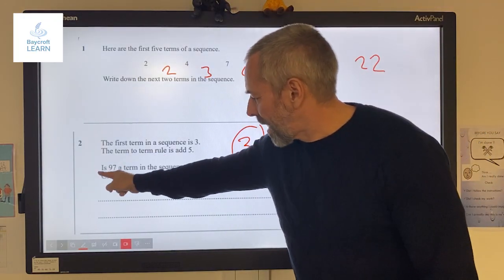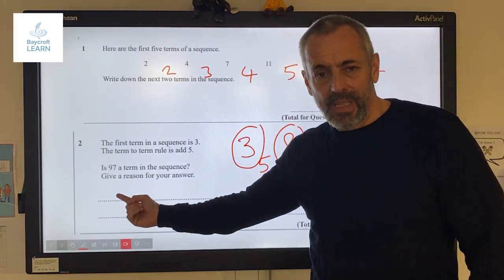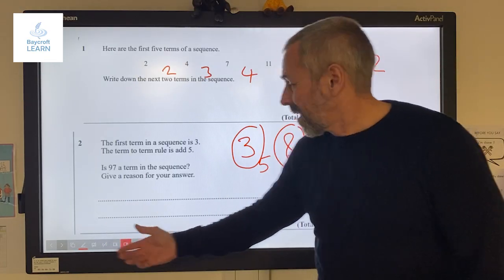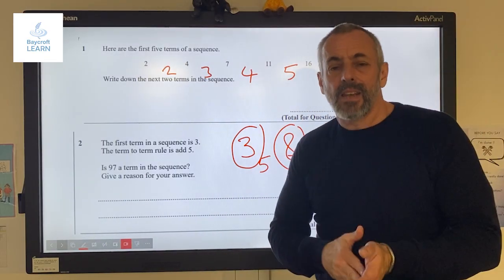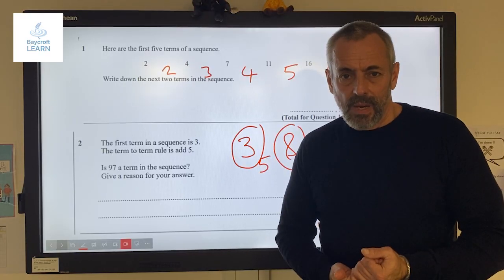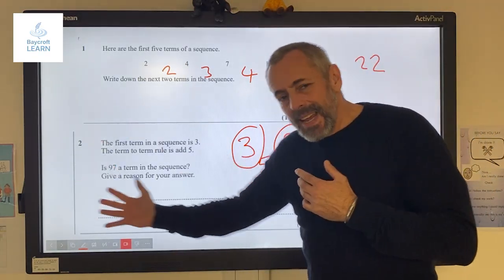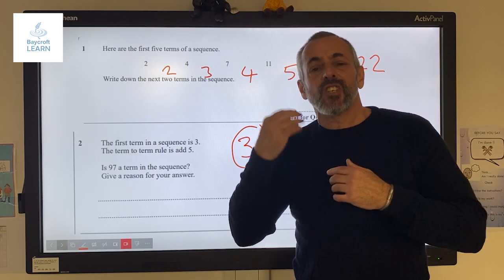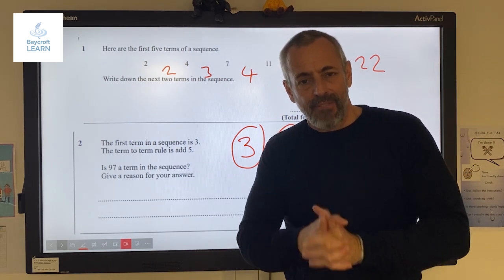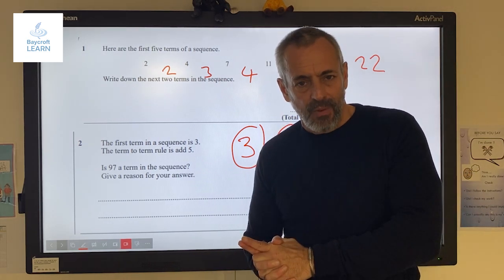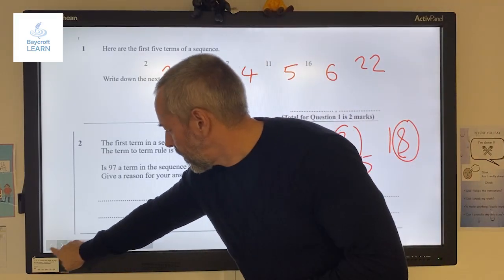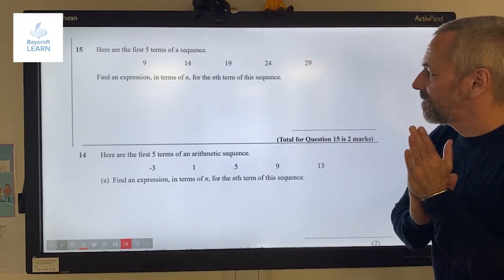So if we look back, is 97 a term in this sequence? Well, it's not going to be, because the numbers are always going to end in 3 and 8, okay? There's not really an easy way of teaching that. It's just letting you know the kind of things that you have to look for when you're looking at that type of question, okay?